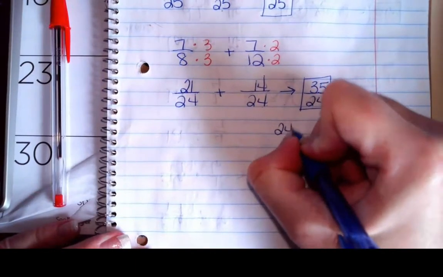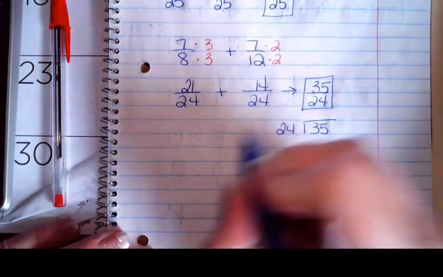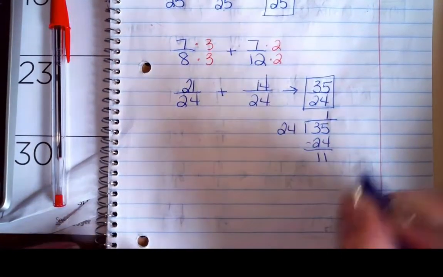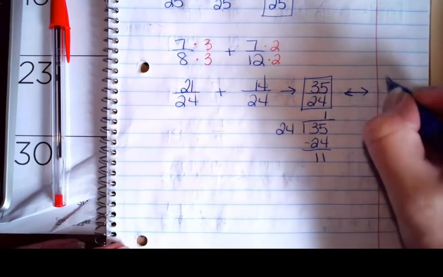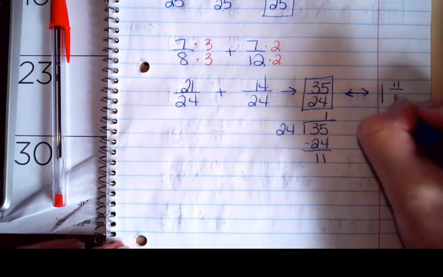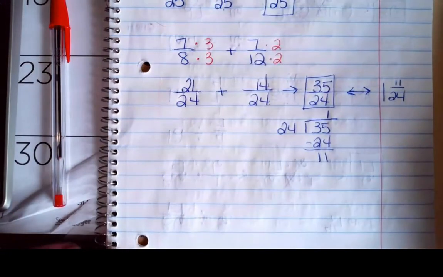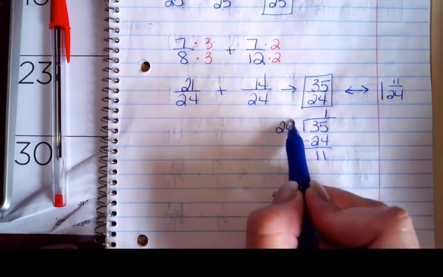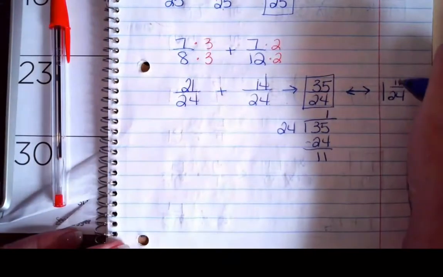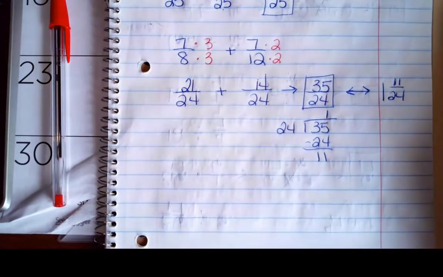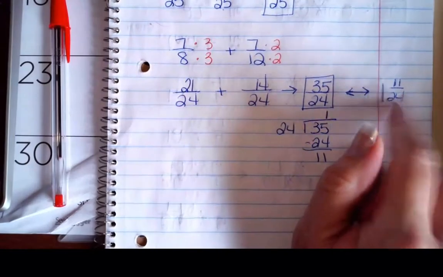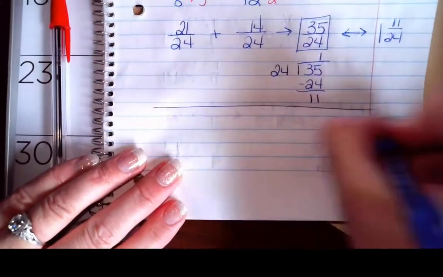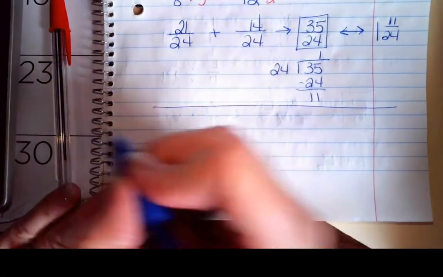So I'm going to take 24 into 35. How many times does 24 go into 35? It goes in once. And then I'm going to subtract and get 11. So this is the same thing as 1 and 11 24ths. Okay, so there's my 1, my remainder over what I divided by. So again, it depends on how the question is being asked. But for the most part, the higher up you get in math, I don't ever want to see mixed numbers again. But we're kind of getting you out of there right now and getting you into proper fractions and improper fractions.